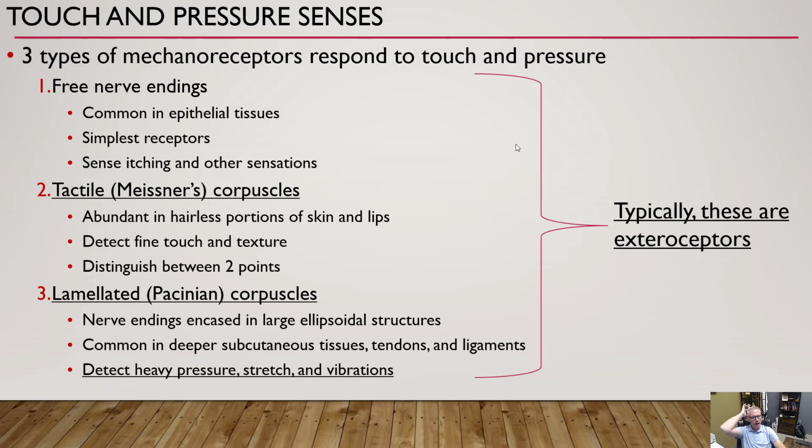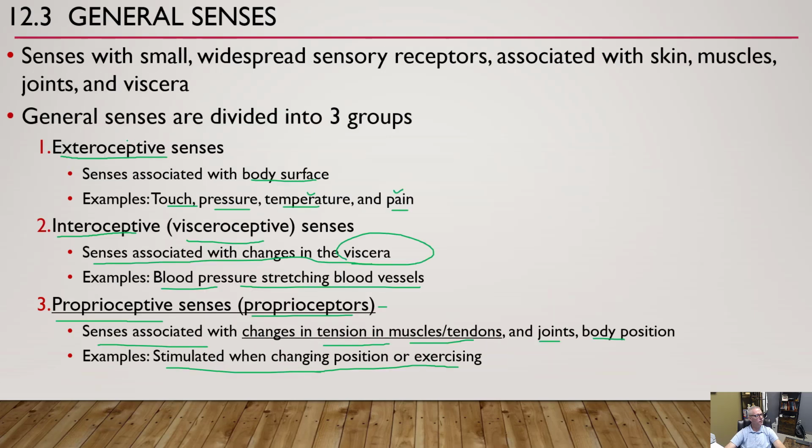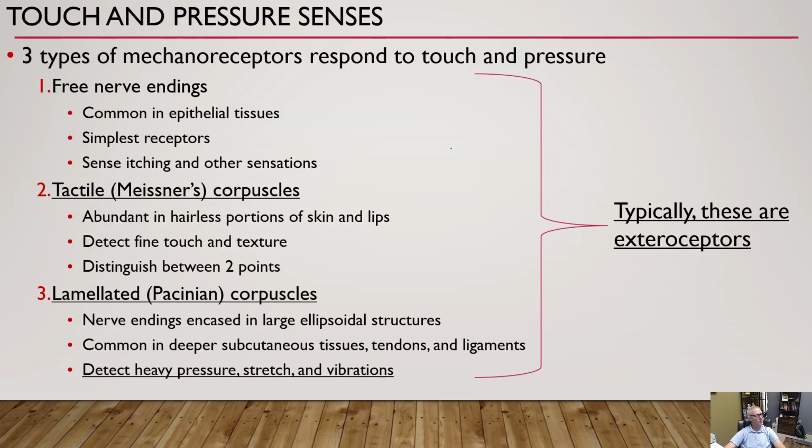So when we look at our mechanoreceptors, we can kind of have three types of mechanoreceptors, and typically these are going to be exteroreceptors. Remember, exteroreceptors or exteroreceptive senses are touch, pressure, temperature, pain. These are going to be free nerve endings. They're very common in our epithelial tissues. Remember that dermal layer. They're going to be very simple in their structure.